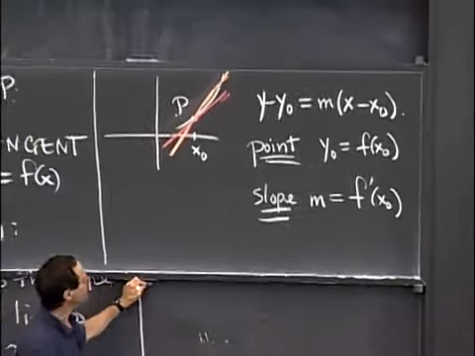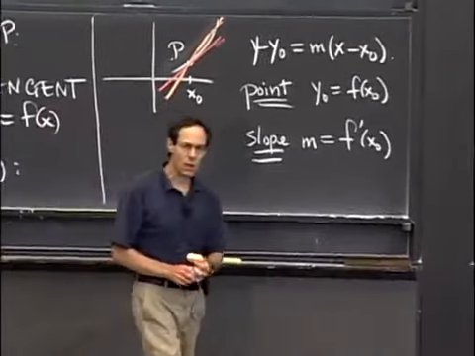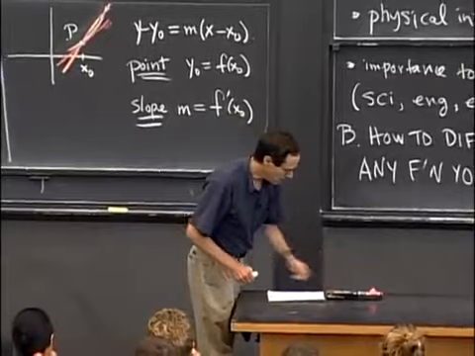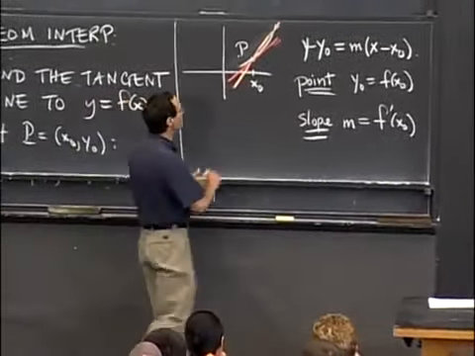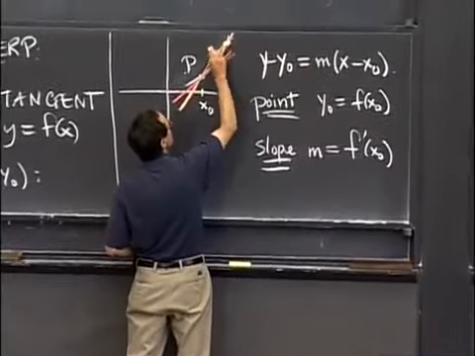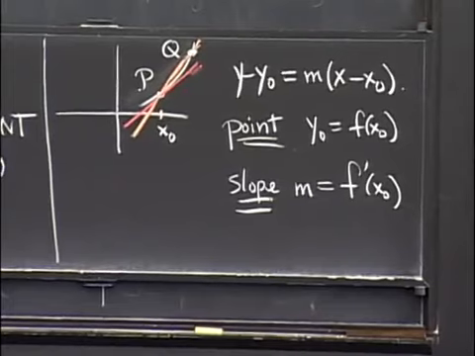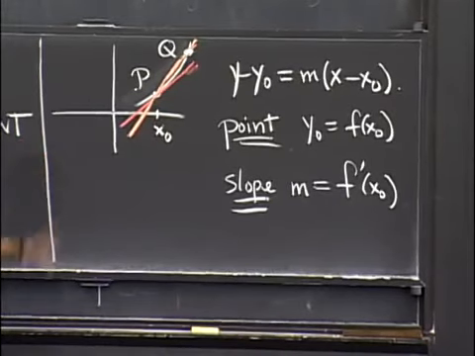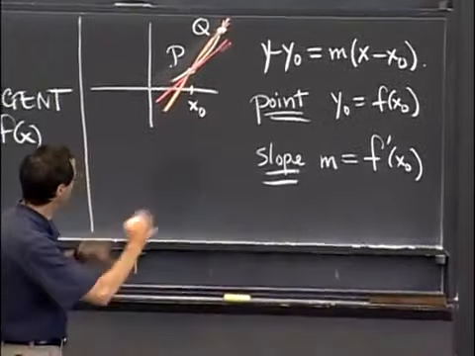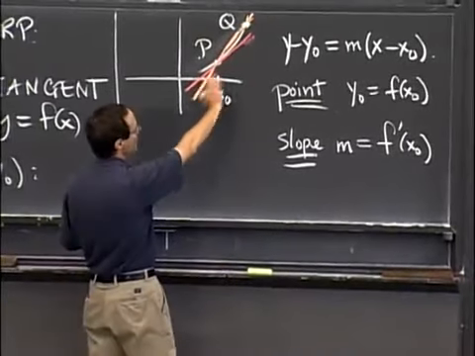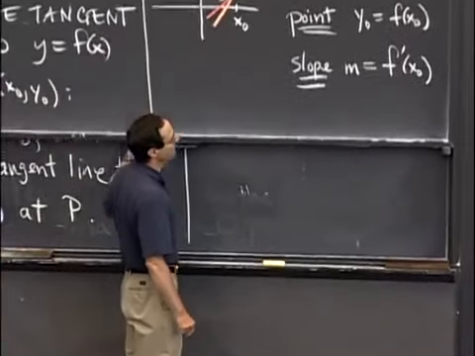Well, it's actually not so obvious, but I'm going to describe it a little bit. This thing crosses at some other place, which is this point Q. But it's not really the fact that the thing crosses at two places, because the curve could be wiggly, and it could cross back and forth a number of times. That's not what distinguishes the tangent line.